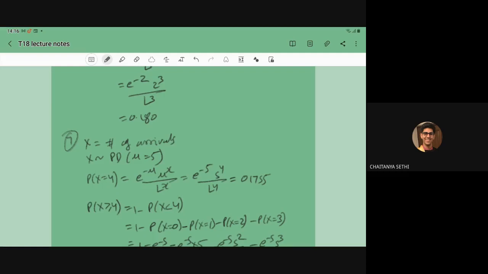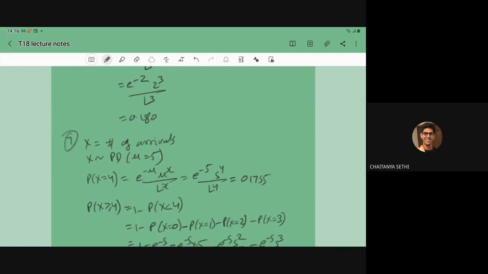So when it is asked to find the probability for exactly 4 arrivals, you have to determine probability x is equal to 4, means e to power minus mu, mu to power x upon factorial x. So it will become e to power minus 5, 5 to power 4 upon factorial 4. It will give you 0.1755.